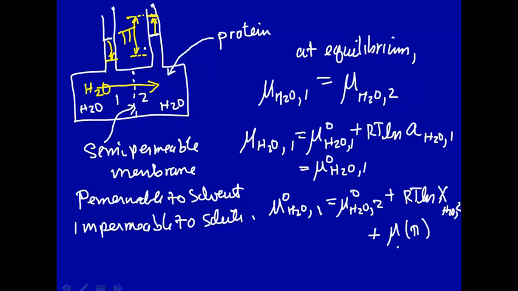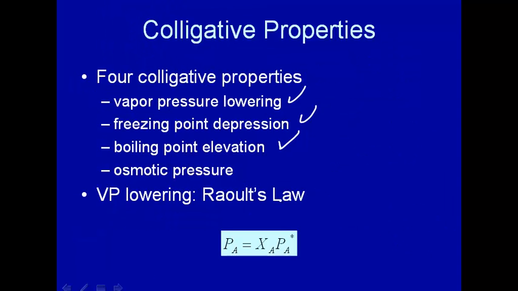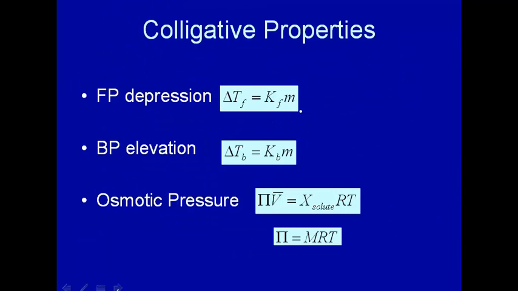All right, so that's it for colligative properties. I think what else we got here? There we go. 1, 2, 3. So those are the 3 other colligative properties that we have. Now, for the last part of this lecture, we'll do some examples.